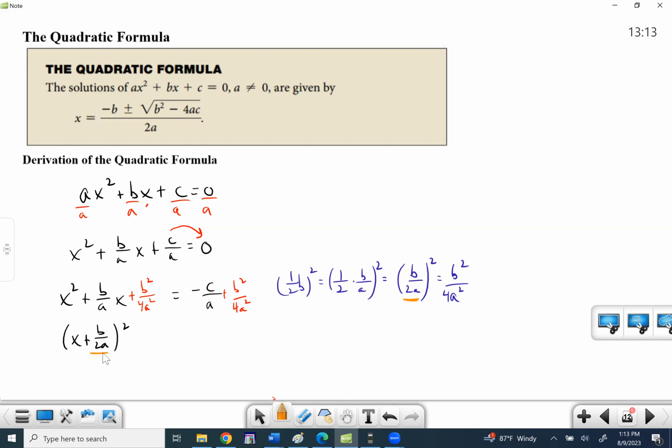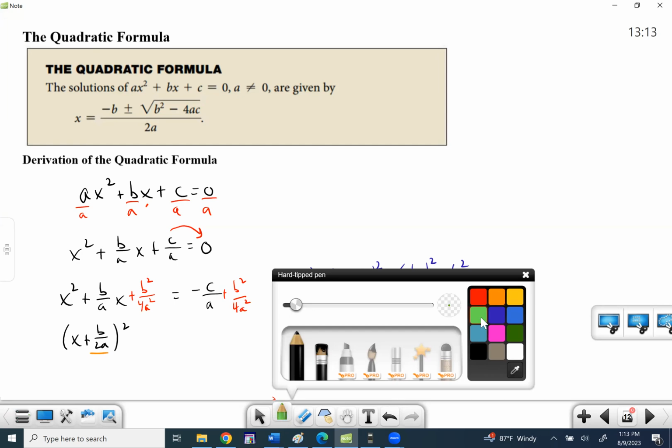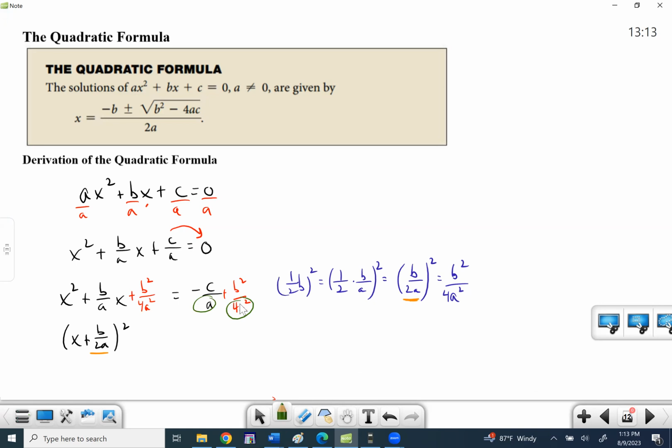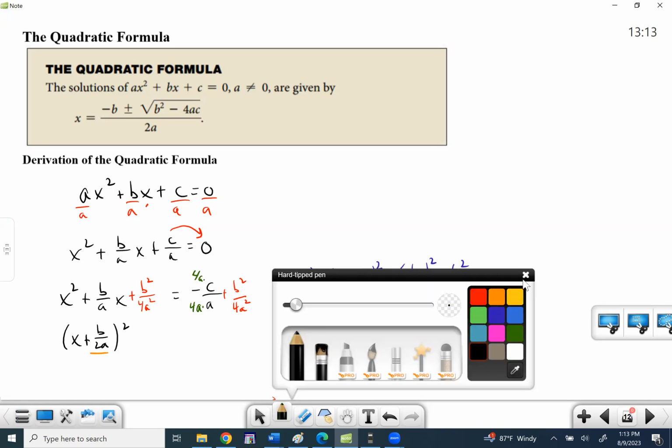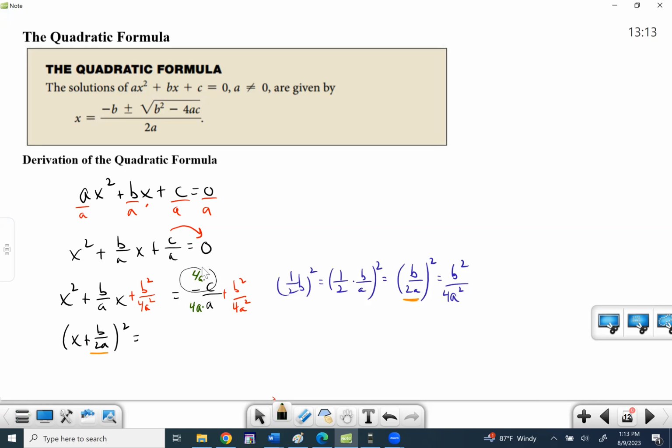Meanwhile, over here on the right-hand side, in order to make the denominators match, I have to figure out what I would need to multiply by, right? Well, it looks like I would need 4 and another A to get the A squared. So whatever you do to the bottom, you got to do it to the top. So this gives us, if we multiply right here, negative 4AC over 4A squared plus B squared over 4A squared.